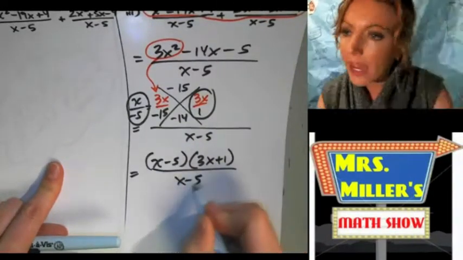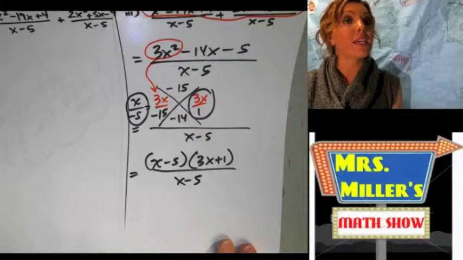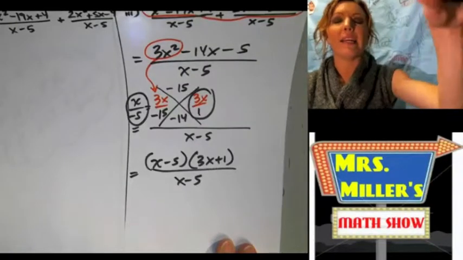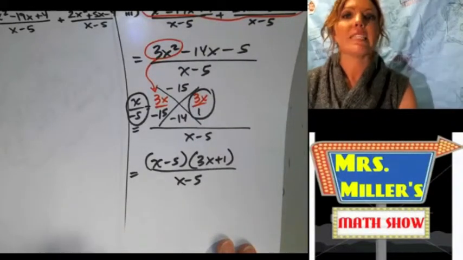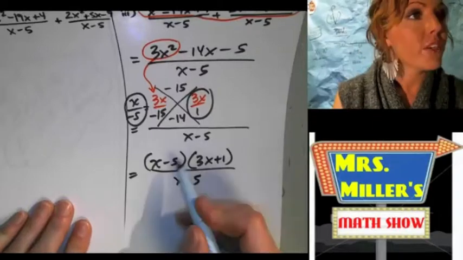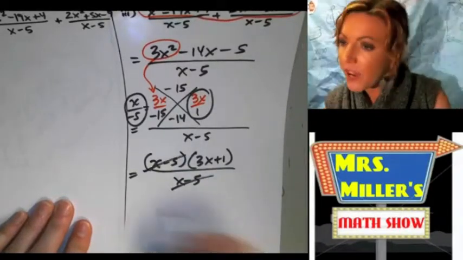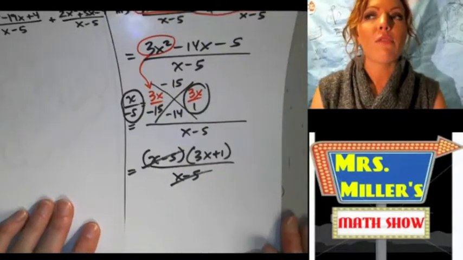Okay, anybody see anything that we can get rid of? Somebody other than Aiden. Liz. Good. Everybody give it up for Liz. The x minus 5s go away.